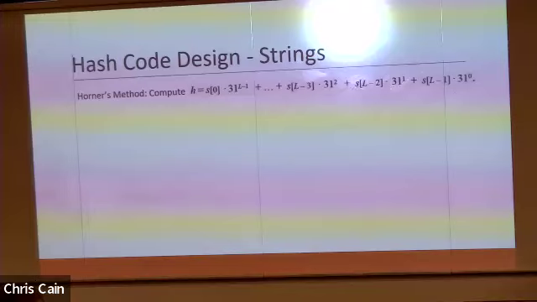I do not have this in summation notation, unfortunately. It would be, yeah. So from i equals 0 to L, you would want to take S of i times 31 to the L minus i. Or L minus i plus 1, there we go.